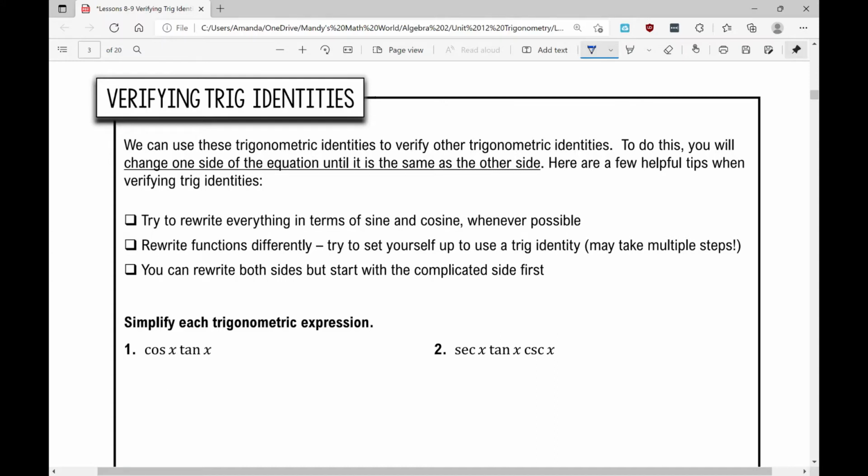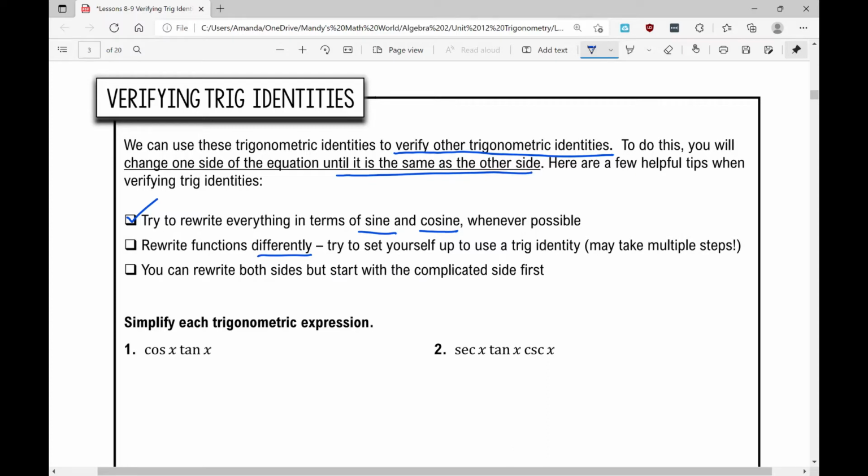So what we're going to do is use these trigonometric identities that we just went over to verify other trigonometric identities. To do this, you're going to change one side of the equation until it's the same as the other side. And I'm going to go through some helpful tips that you can use when we're verifying trig identities. The first thing is we're going to try to rewrite everything in terms of sine and cosine when possible. It's not always possible, but we're going to try to do that. And it's important that all you're going to be doing is rewriting functions differently.